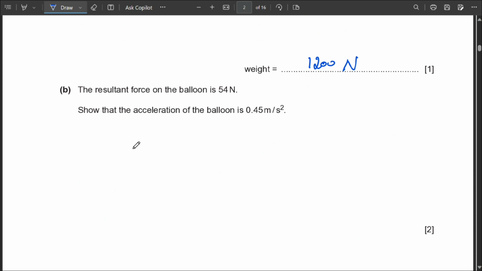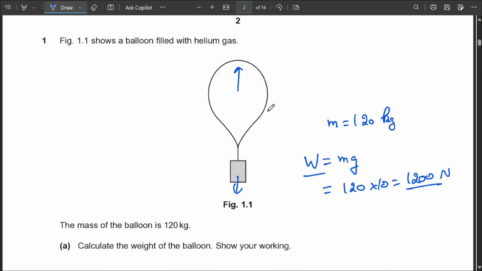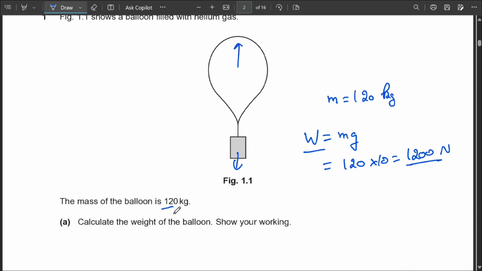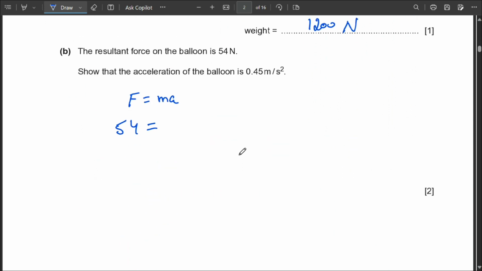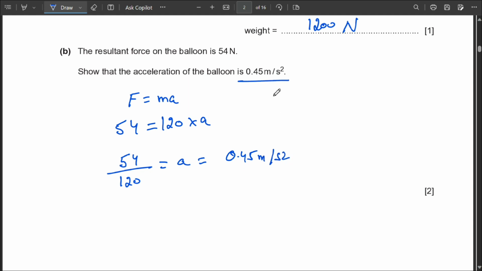So using the formula F equals ma, force is 54 Newton, which equals m. We know that mass is 120 kg over here. So 120 into a. So we cross multiply. So this is 54 by 120, that's equal to acceleration. So if you do 54 by 120 in your calculator, you get 0.45 meter per second square, which we have proved.